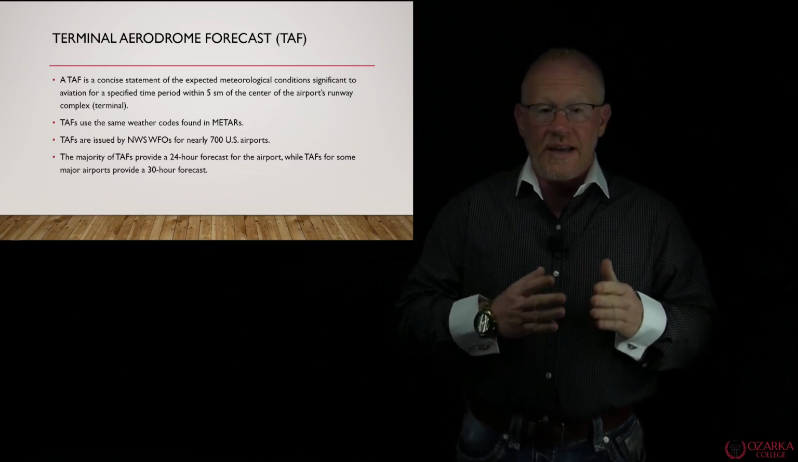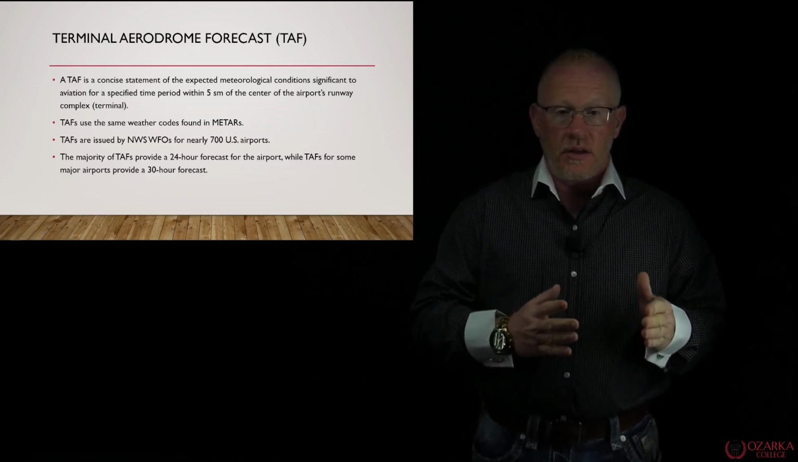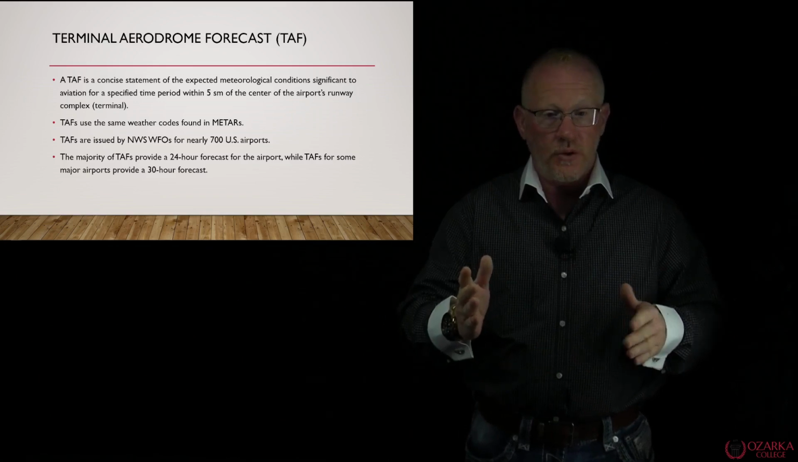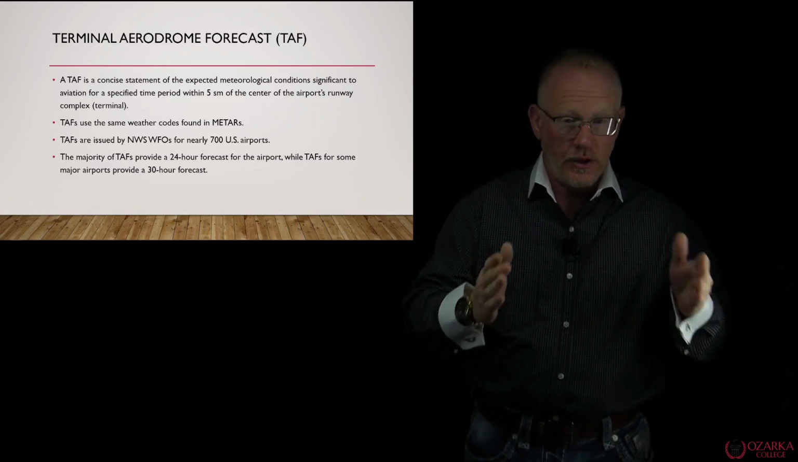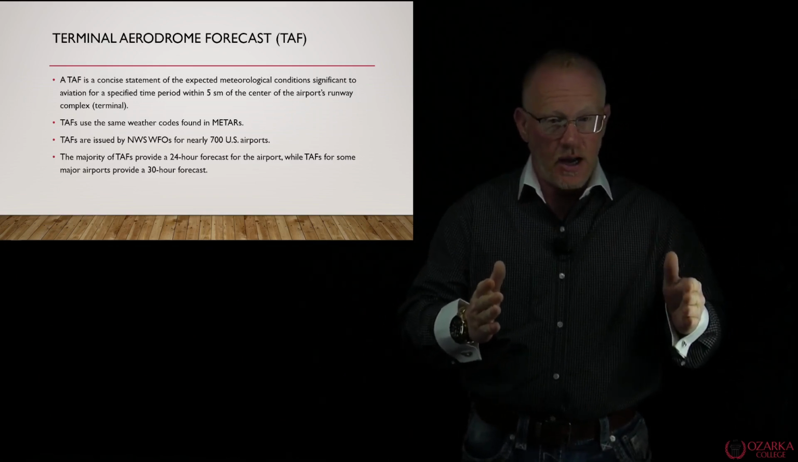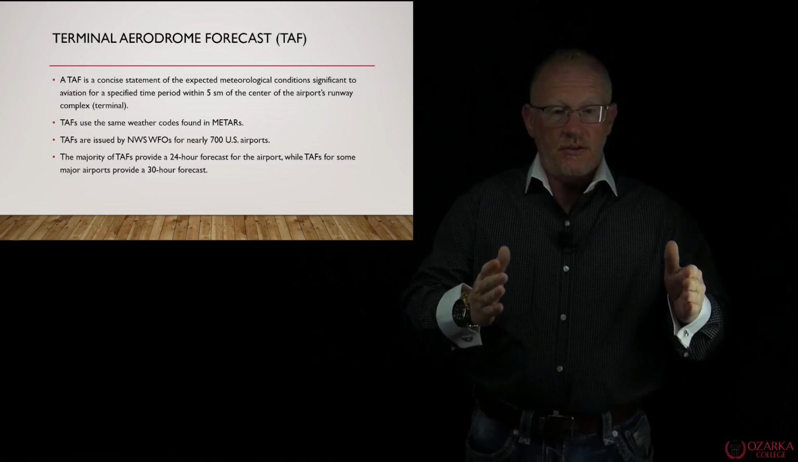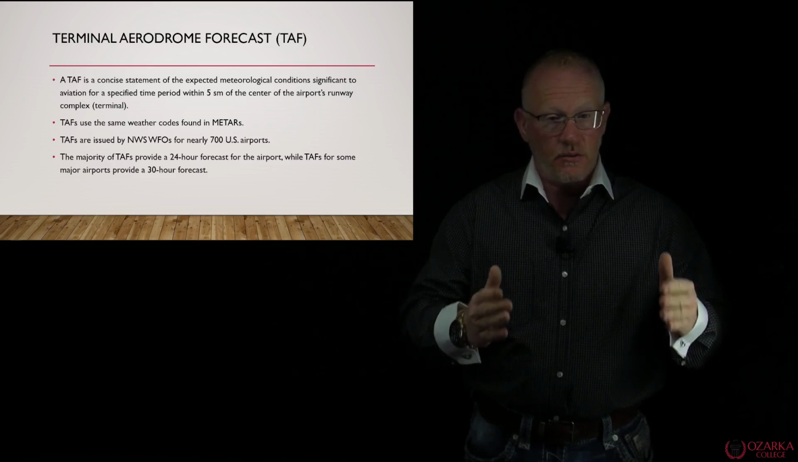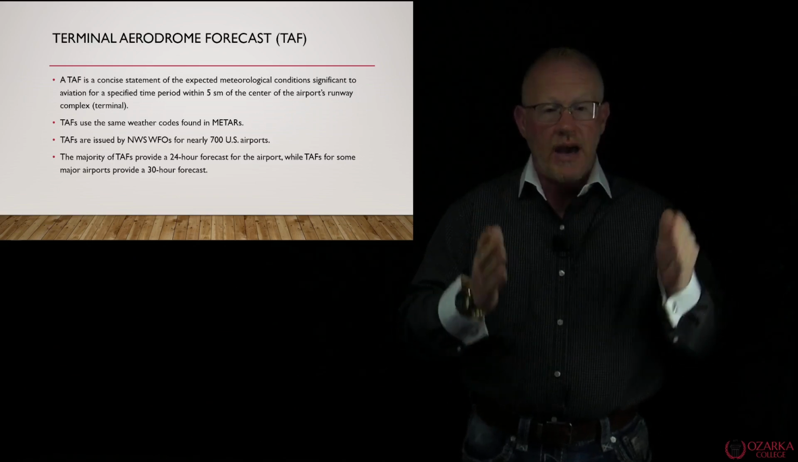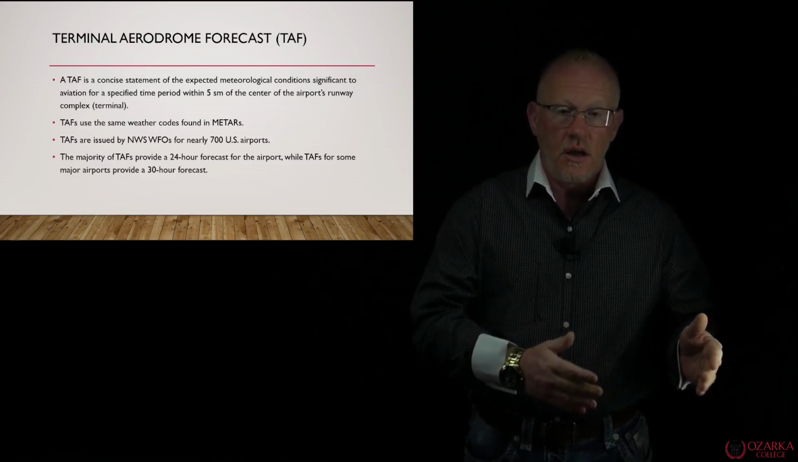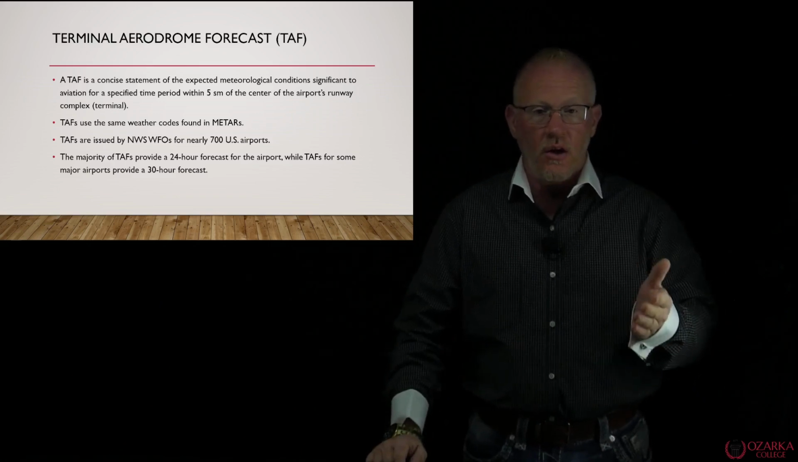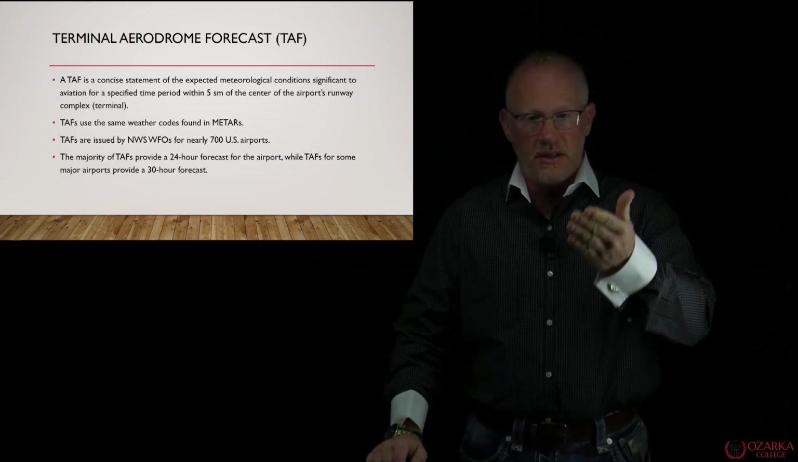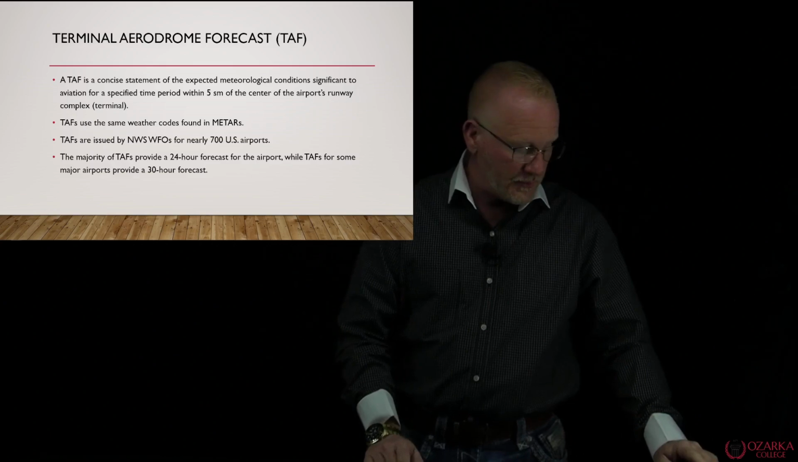And the way you do that is an hour before to an hour after your ETA, or estimated time of arrival. If the ceilings are less than 2,000 feet and you have less than 3 statute miles of visibility, you have to list an alternate. Well, how do you know that? How do you know if you're going to need an alternate? It's by the TAF, okay?